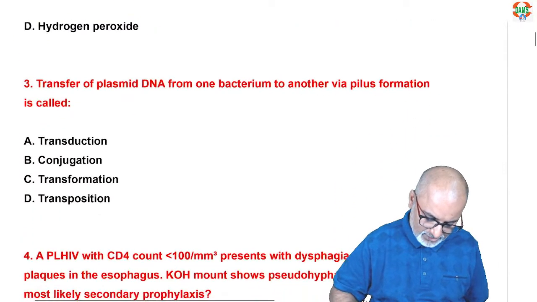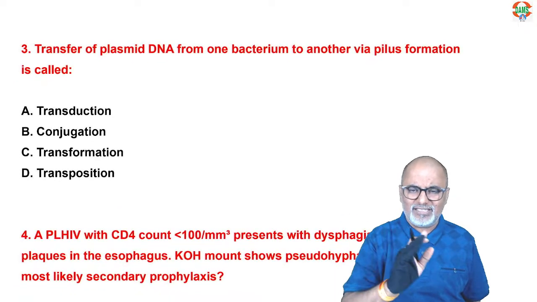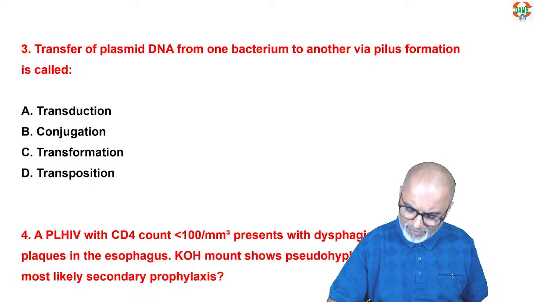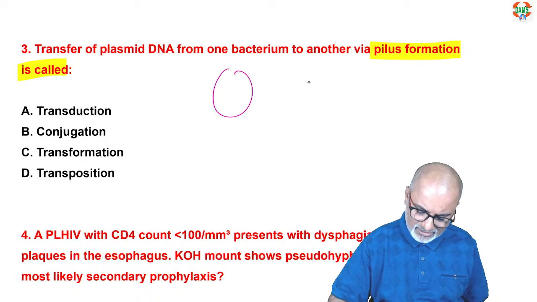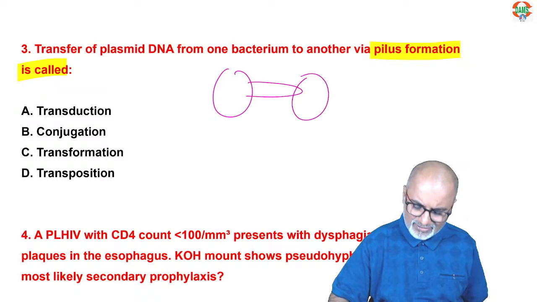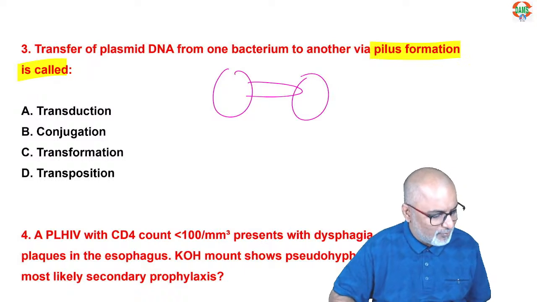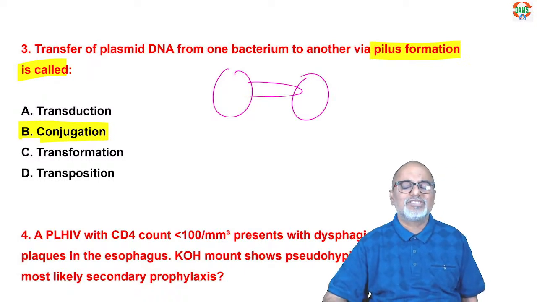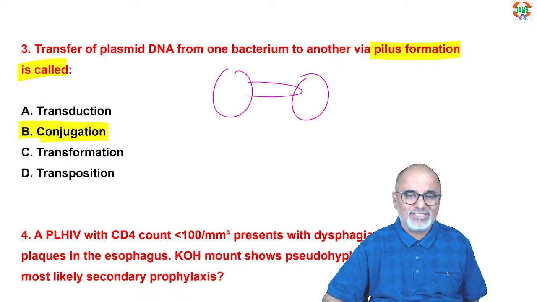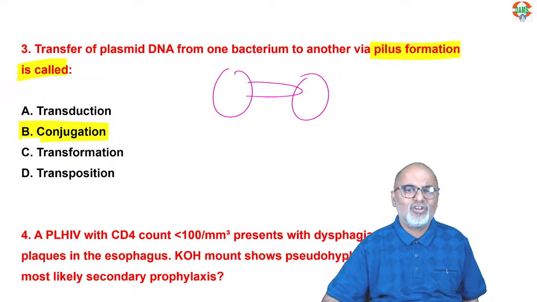Next is transfer of plasmid from one bacteria to another bacteria, gene transfer via pilus. This is the bacteria, this is another bacteria via pilus. What is it called? Conjugation. Excellent. Beautifully people answered. Conjugation. Because transduction is via bacteriophage, transformation is direct uptake of naked DNA, conjugation is via pilus.